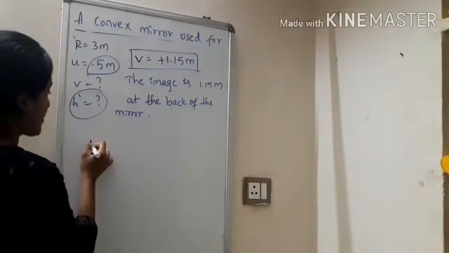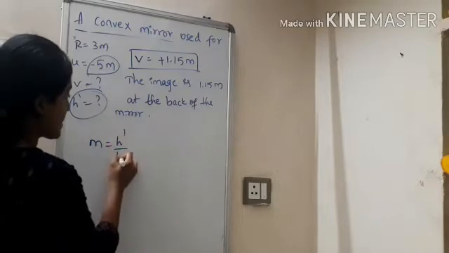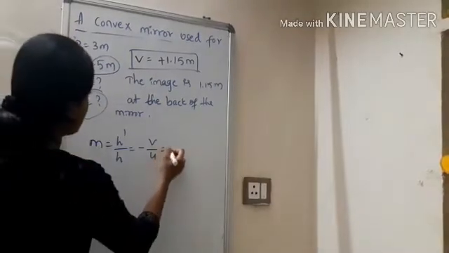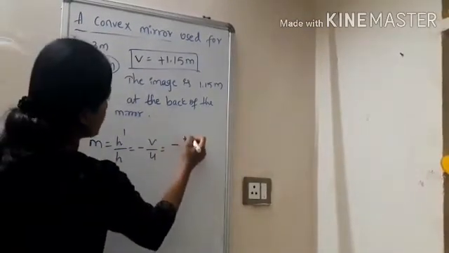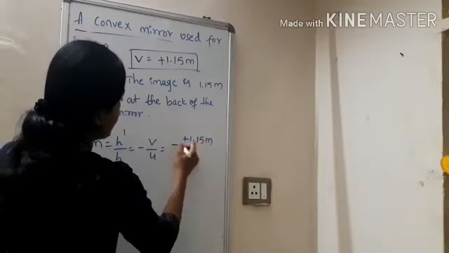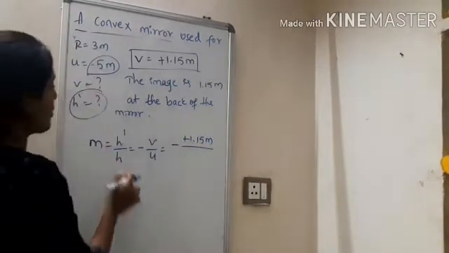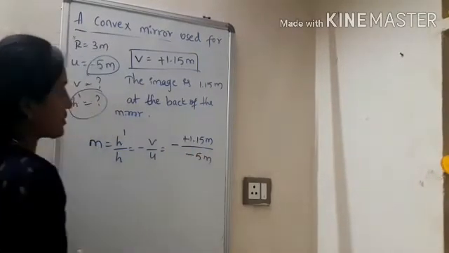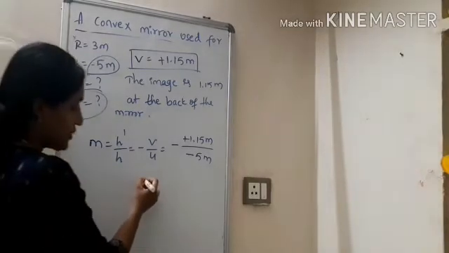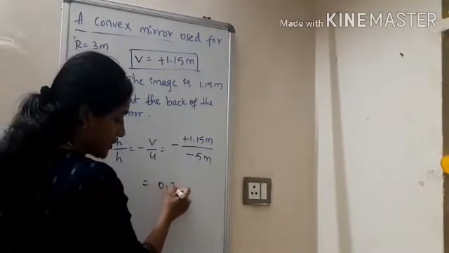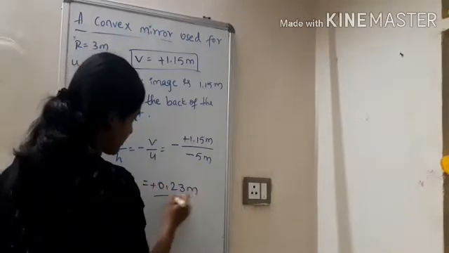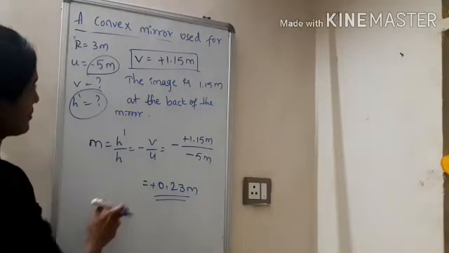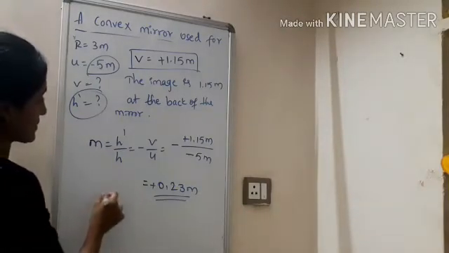You know the magnification formula: m is equal to h dash by h, which is equal to negative v divided by u. So here, how much is v? We got positive 1.15 meter divided by u, the object distance, which is minus 5 meter. Do the division, 1.15 divided by 5, and you will get 0.23 meter. It is positive, because m is the height of the image, h dash. You will get this much.